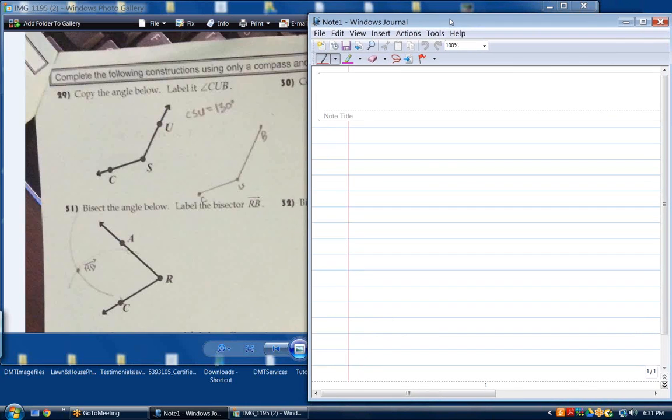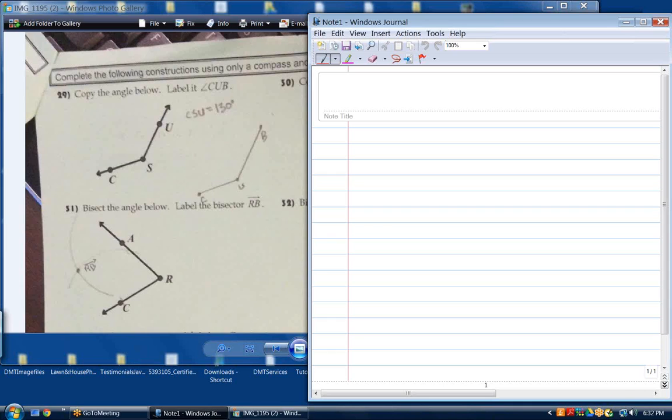The thing to realize about a compass is it's an instrument for measuring distance. It's not for measuring angles. It's not for drawing circles. It's how to measure distances. That makes sense. And that's an important realization.